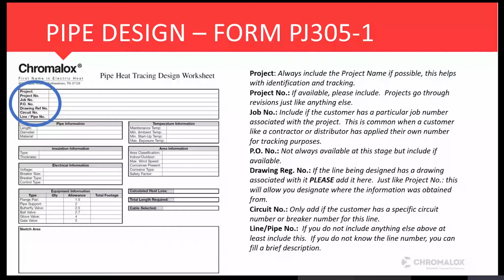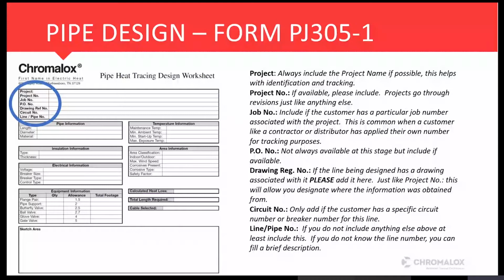Circuit number. This is usually only used if a customer has a specific number or breaker in an existing panel that they want to use for this particular heat trace circuit. If you don't know it, if he doesn't know it, no big deal. That's something we can always assign at a later date.